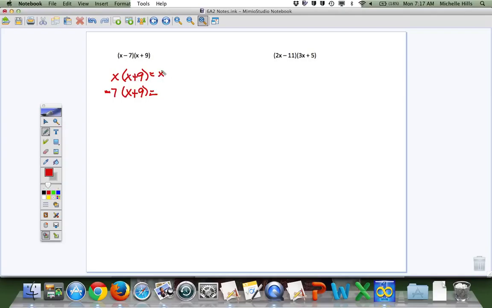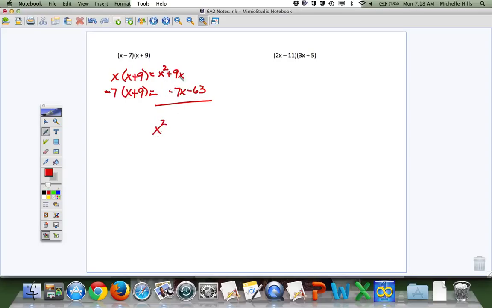X times x is x squared. X times a positive 9 makes this a plus 9x. Negative 7 times x is a minus 7x, and negative 7 times positive 9 is a negative 63. Now, I have like terms here, because I have two different just x terms. So notice I lined those up vertically. So I get x squared.